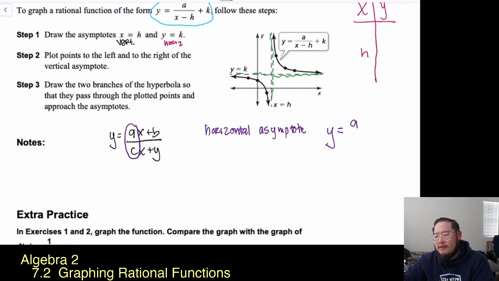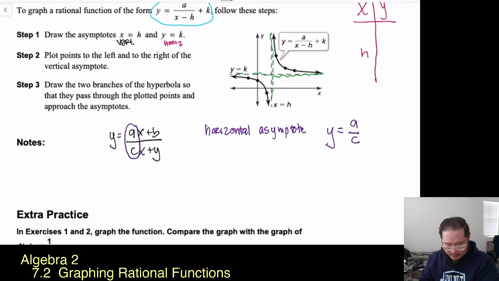All right, so if you have a binomial for your numerator and denominator, and you have a value greater than 1 attached to that x, you're going to want to go ahead and figure out that my horizontal asymptote is y is equal to a over c. All right. Now, for your vertical asymptote, we'll talk more about that when we come to it towards the end of this section.